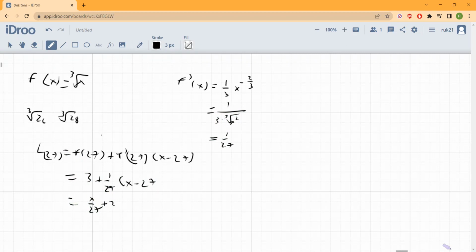Now we're going to plug our two numbers into this equation. The first number is 26. So we go right into our calculators: 26 over 27 plus 2. And so for x equals 26, we get an approximation of 80 over 27, which is equal to 2.962 repeating.